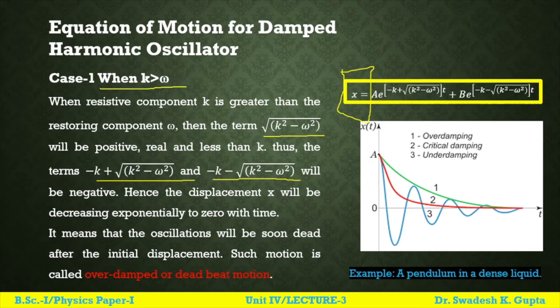It means that the oscillation will die soon and there will be 0 displacement. And so this motion is called overdamped or dead beat motion. An example of such motion can be found when we put a pendulum in a dense liquid. If we produce a displacement and then leave it, the amplitude of the oscillation will die soon, and thus it will produce a dead beat motion.